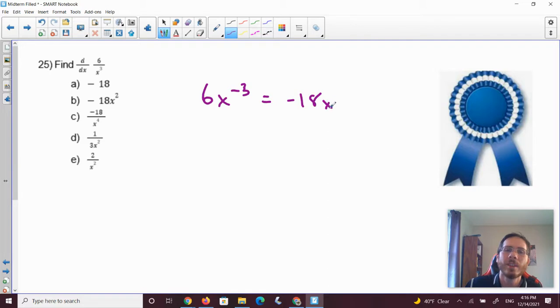So that's going to be negative 18 times x to the negative fourth power. So we have to go ahead and subtract 1 from 3 because we're using the power rule. So that's negative 18 over x to the fourth. So we end up at choice C. And that's it. That one's done at that point. So it's a quick one, but there's a lot of places where you could make some mistakes, especially if you go the longer route with the quotient rule.